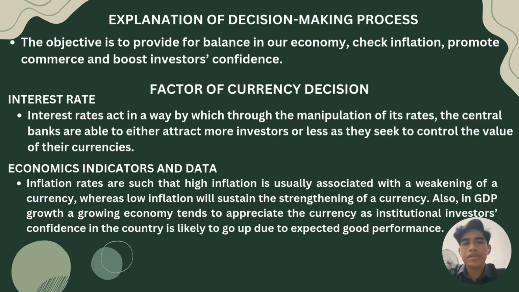Okay, so the next part is an explanation of the decision making process. The objective of the decision making process is to provide balance in our economy, check inflation, promote commerce and boost investor confidence. So there are two factors of currency decisions. Firstly is interest rate. Interest rate acts in a way by which, through the manipulation of its rates, the central bank is able to either attract more investors or fewer as it seeks to control the value of its currency. Secondly is economic indicators and data.